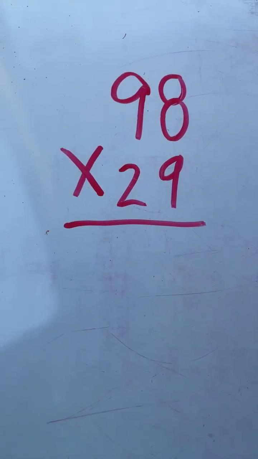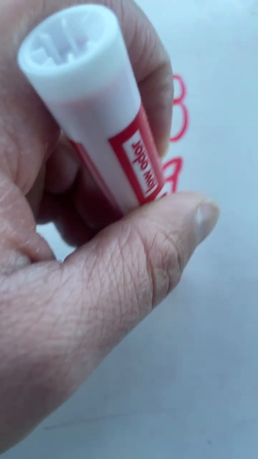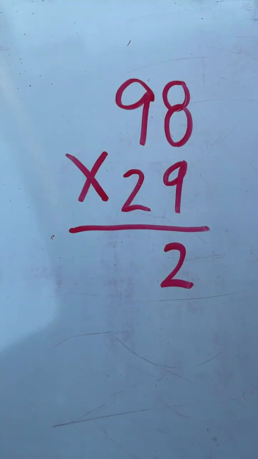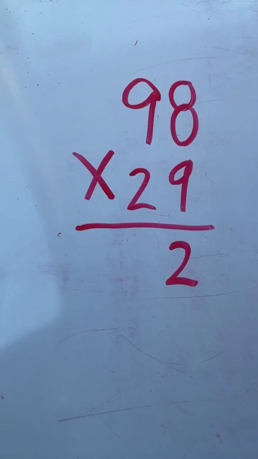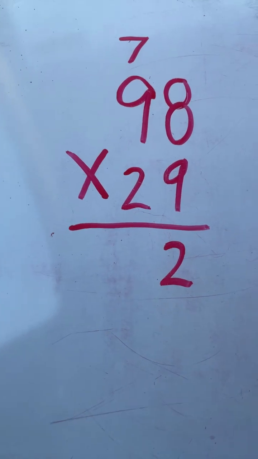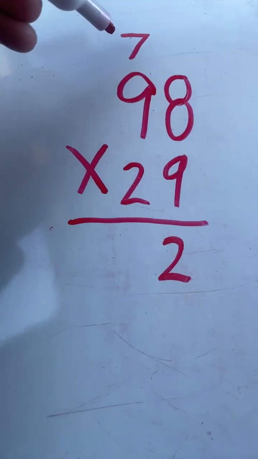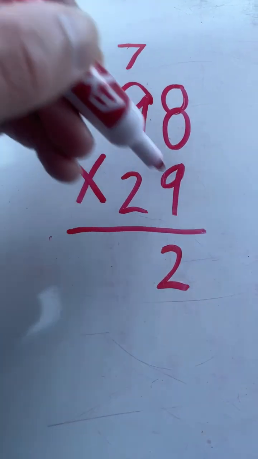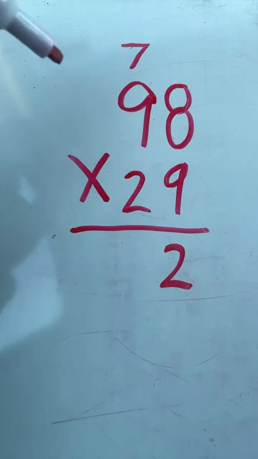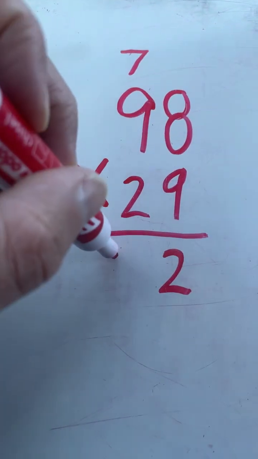8 times 9 equals 72. Because our product is more than 10, we do need to regroup. So the 2 in 72 goes in the ones place. Then the 7, we have to carry that over to the tens place. Next, we're multiplying 9 times 9. And then we have to add the 7 that we carried over to our answer. So 9 times 9 equals 81. 81 plus 7 equals 88.